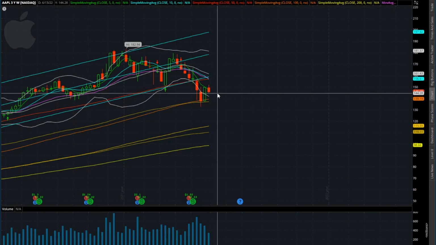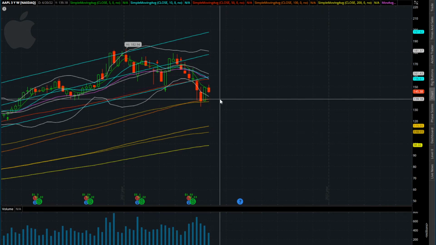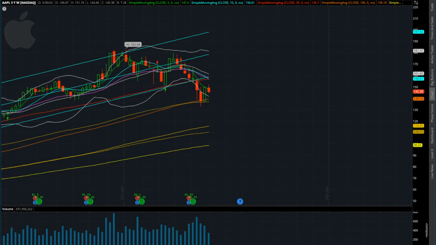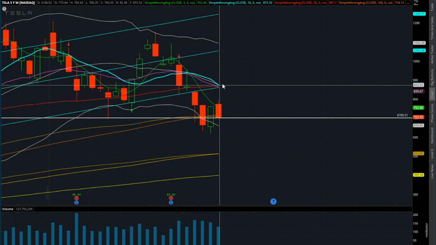But if we just look at next week going forward, Apple loses 144.28. It will come down and test 141, if not 140, next week. That's what we have to look at on Apple. Let's take a look at Tesla really quickly here.